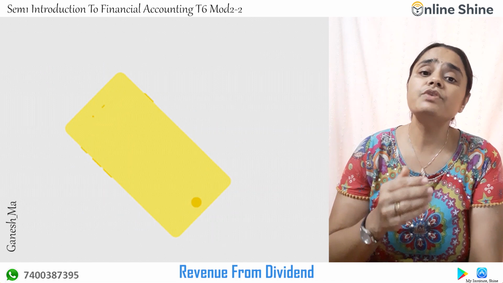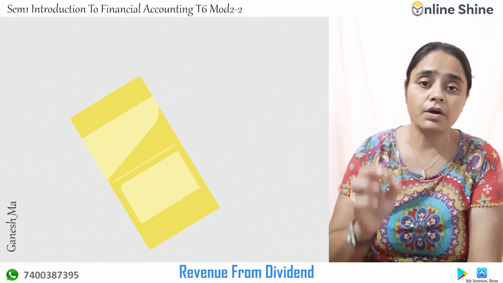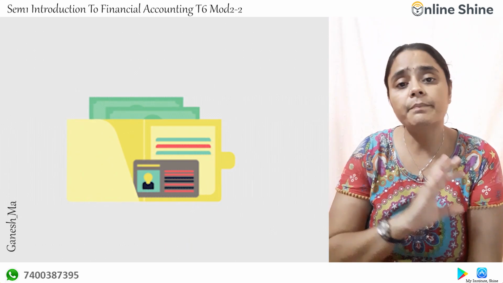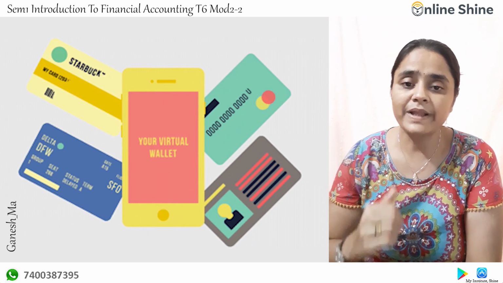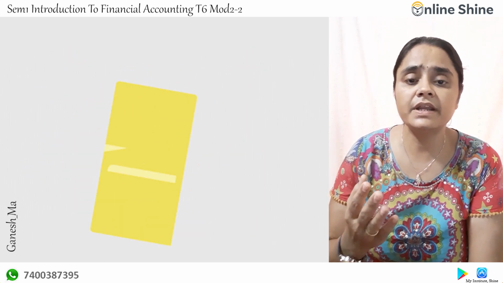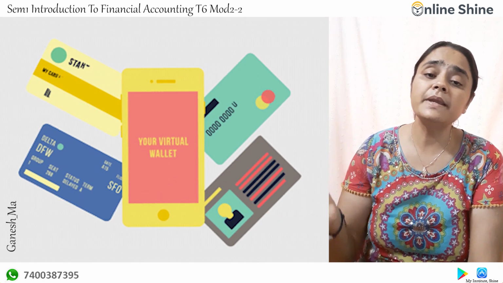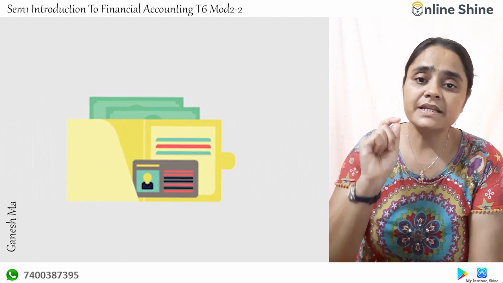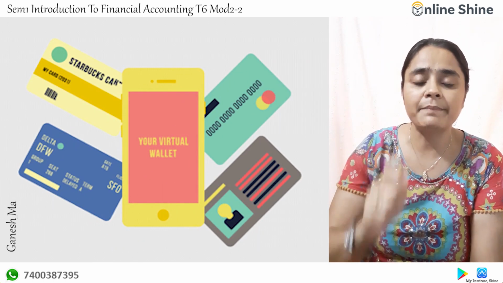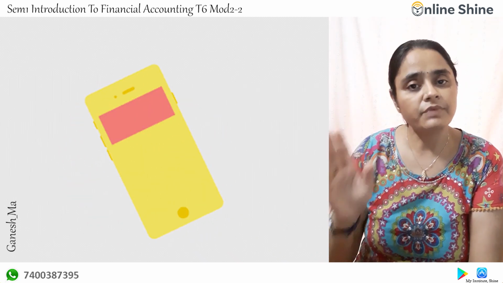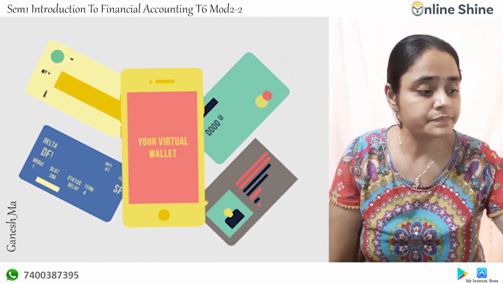The last one is revenue from dividend, which will be recognized when the right to receive the dividend payment is established. When the company declares a dividend, at that time you are not going to recognize the revenue. When the company pays you the dividend and the right to payment of dividend is established, only at that time will revenue from dividend be recognized. Understood?